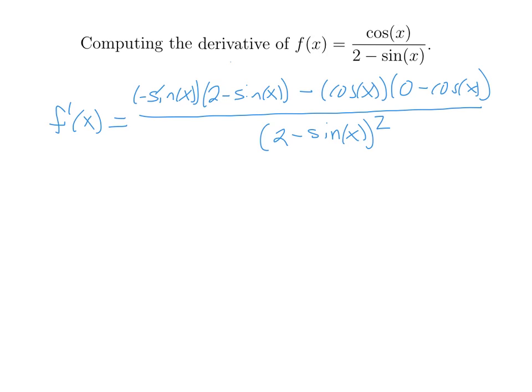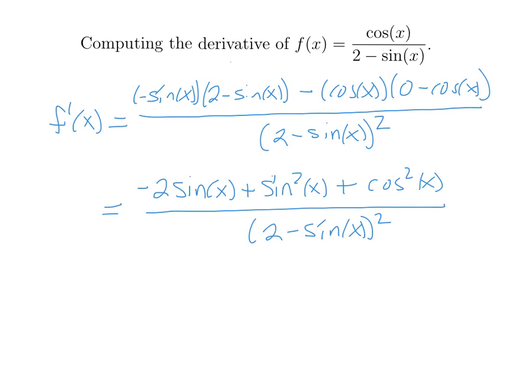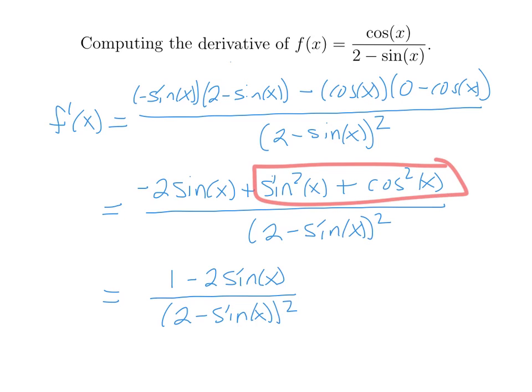In this case, it's going to be very helpful to us if we simplify a little bit. So first, let's just multiply everything out. We get a negative 2 sine x, a sine squared, a cosine squared, and the bottom stays the same. But of course, you recognize that sine squared plus cosine squared is just 1, and so our derivative is 1 minus 2 sine x over that quantity squared.